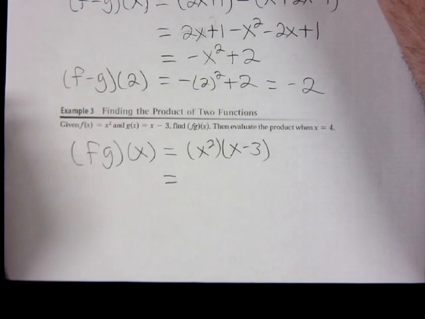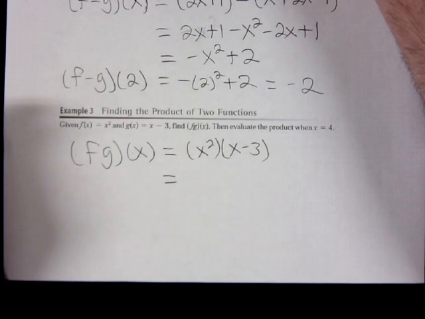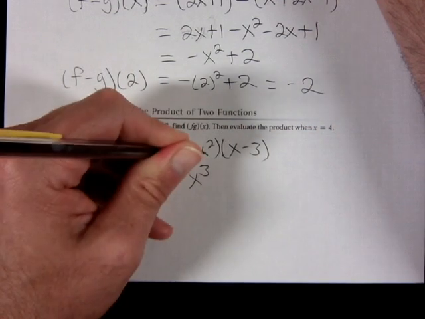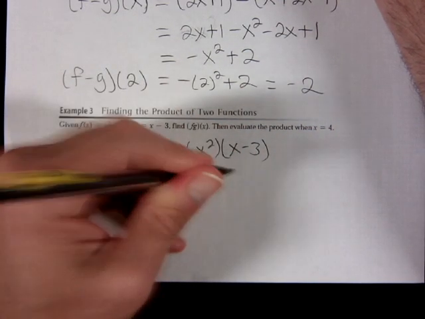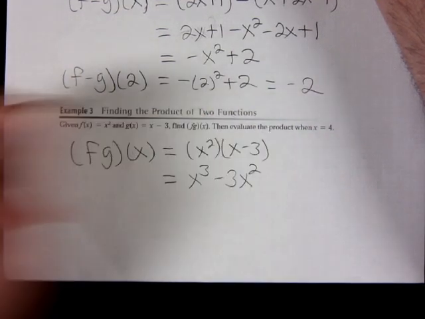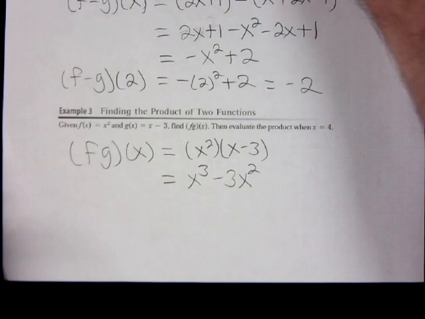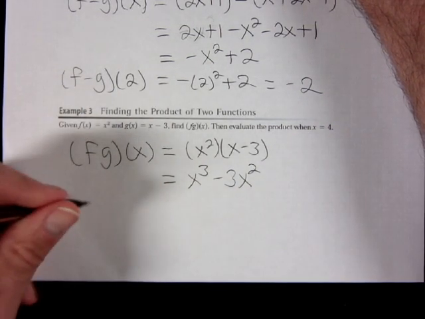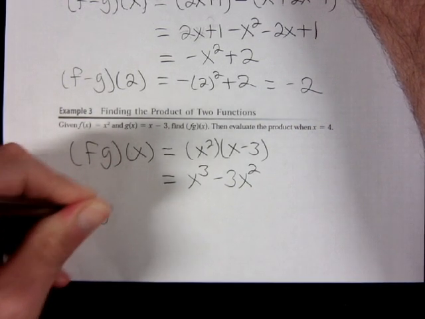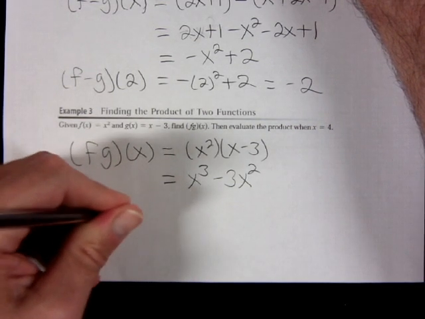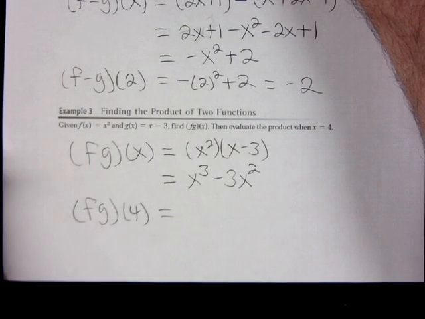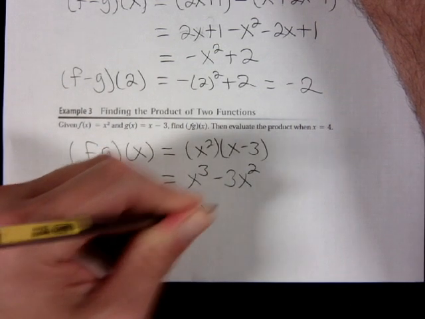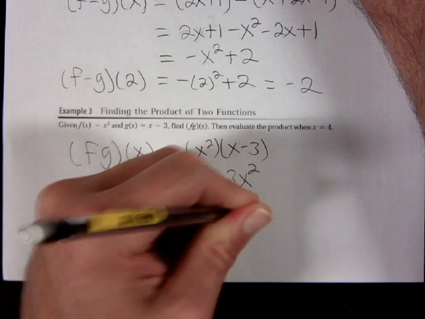So remember, distributive property, number on the outside multiplies by everything on the inside. x squared times x, that'll be x to the third power. And x squared times negative 3 is negative 3x squared. And so there's my new function. Now it's asking me to evaluate that for when x is 4. So I've got f times g of 4. And so anywhere I see an x, I'm going to plug a 4 in its place. I've got 4 to the third power minus 3 times 4 squared.